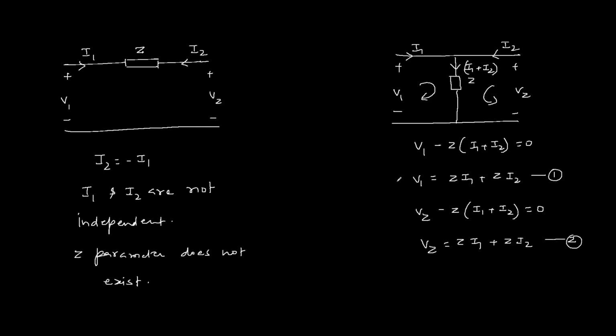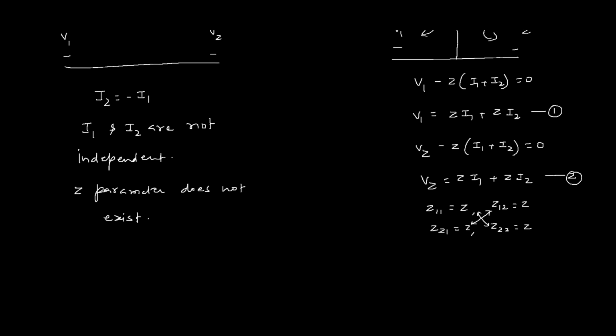So from the two equations we can write that Z11 is Z, Z12 is also Z, Z21 is Z, and Z22 is also Z. Since Z12 is Z21, the circuit is reciprocal, and Z11 is Z22, it means the circuit is symmetrical also.